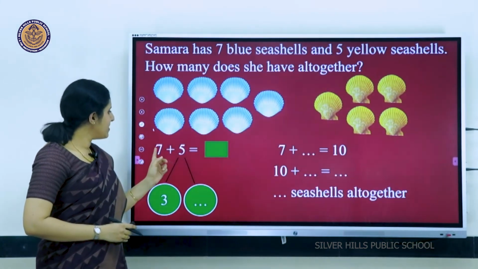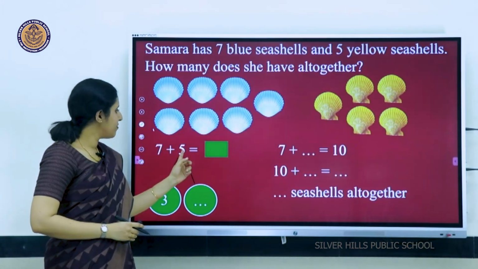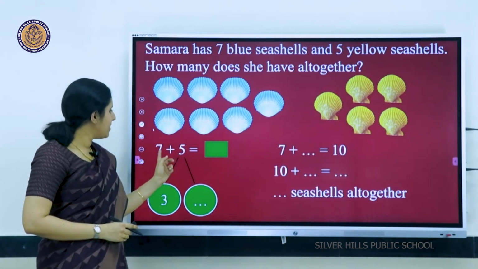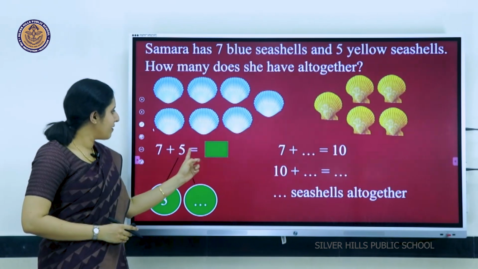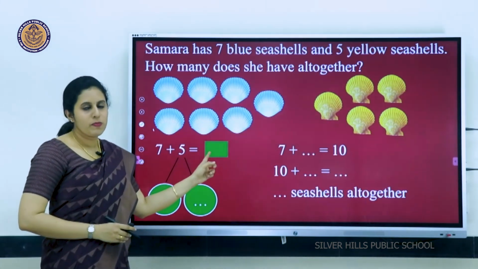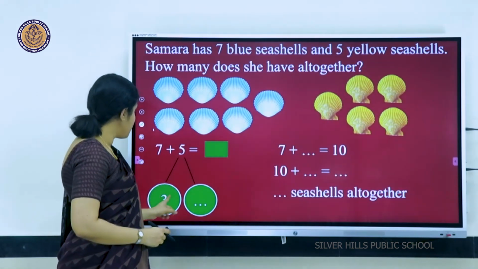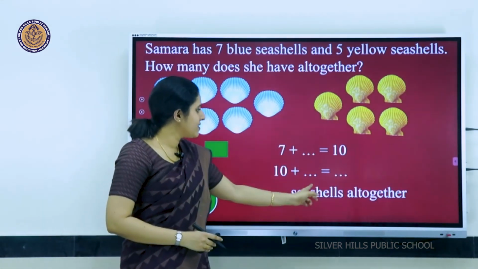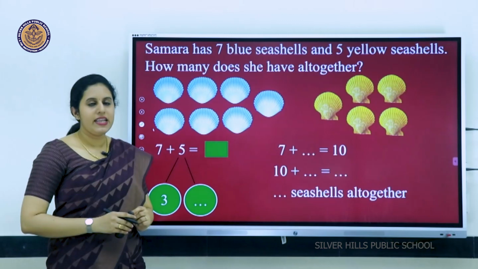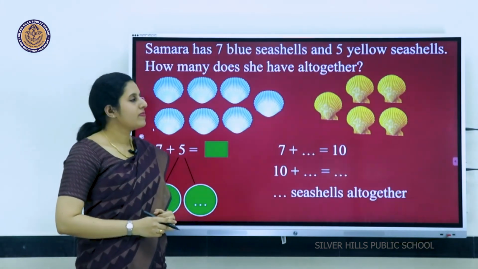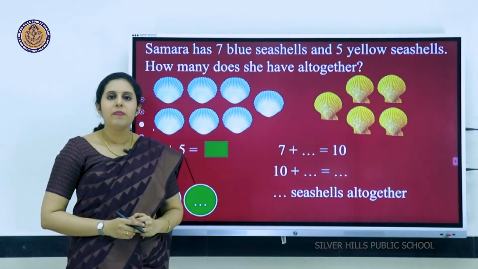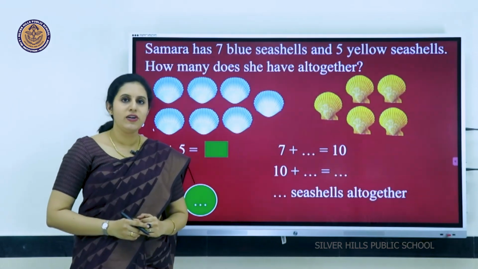So, here the addition sentence will be 7 plus 5. Yes, so here the addition sentence is 7 plus 5. The answer you are supposed to find, we will write at the end. Before that, you are expected to fill the blanks here and then get the final answer. Let's see. We have to make a group of 10 here also.